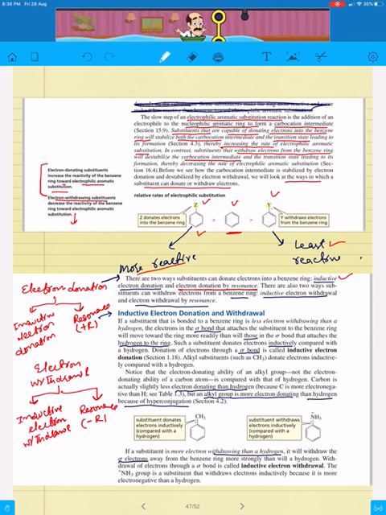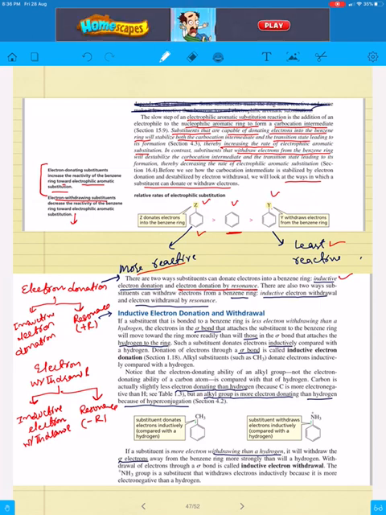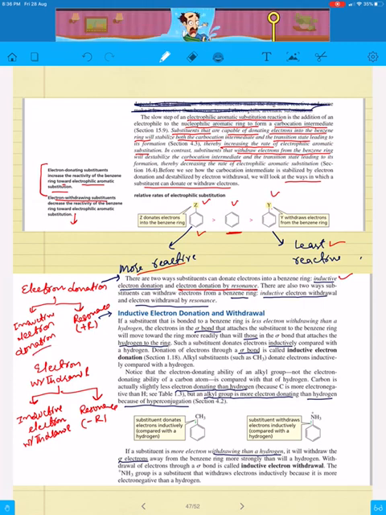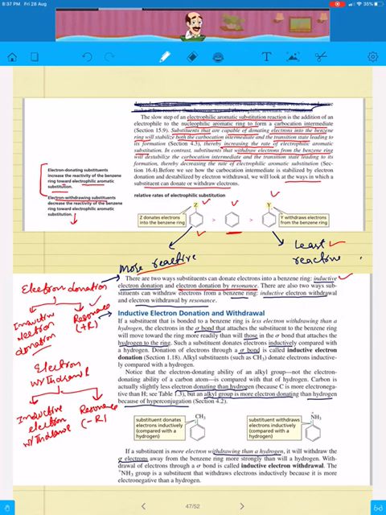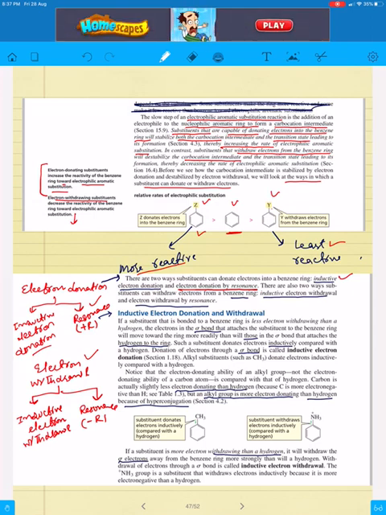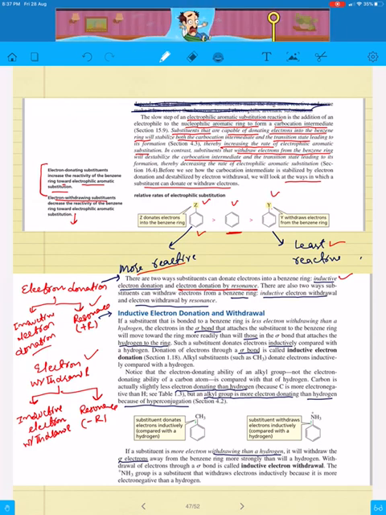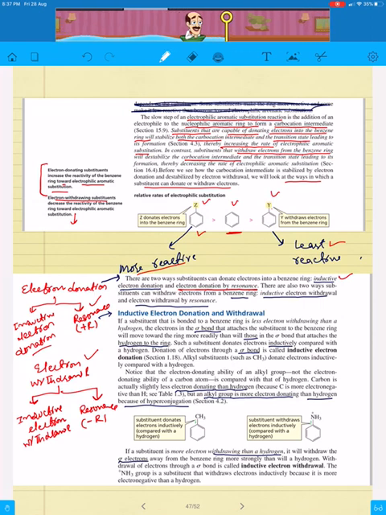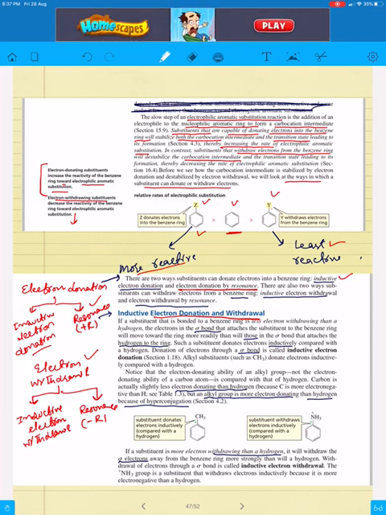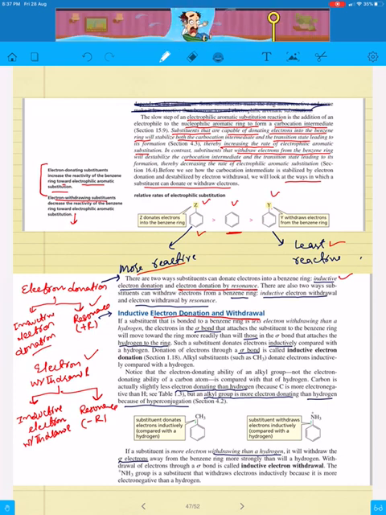As organic chemists, you must be able to recognize which group will donate or withdraw electrons through inductive effect and which group will donate or withdraw electrons through resonance effect. Similarly, you should be able to understand which group will withdraw electrons through inductive effect and which group will withdraw electrons through a resonance effect, right? First we'll see inductive electron donation and withdrawal through inductive effect. For that purpose, you have to keep in mind certain things.